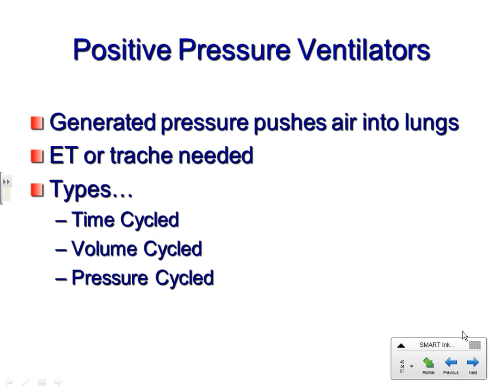Now we already talked about the non-invasive positive pressure, the CPAP, the BiPAP, and now we're going to talk about the invasive positive pressure ventilators. This is where generated pressure pushes air into the lungs through an endotracheal tube or a trach. And there's three types of the way ventilators can be set up to deliver the breaths. There's time cycled, which is going to push air into the lungs until a preset time is reached. And we don't really use that much anymore.